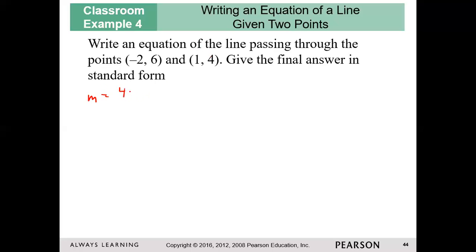So we're going to do 4 minus 6 over 1 minus negative 2. Again, using your y2 minus y1 over x2 minus x1. And that will give you negative 2. And this will give you 3. Okay, so your slope is negative 2/3.